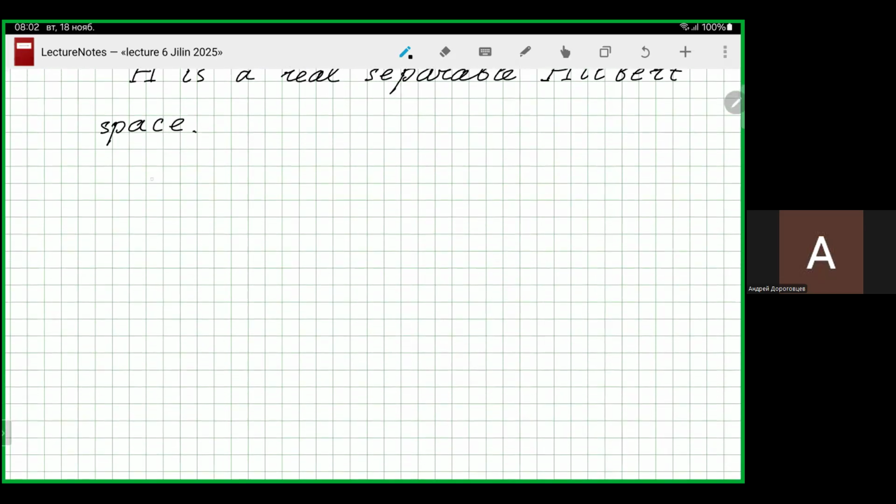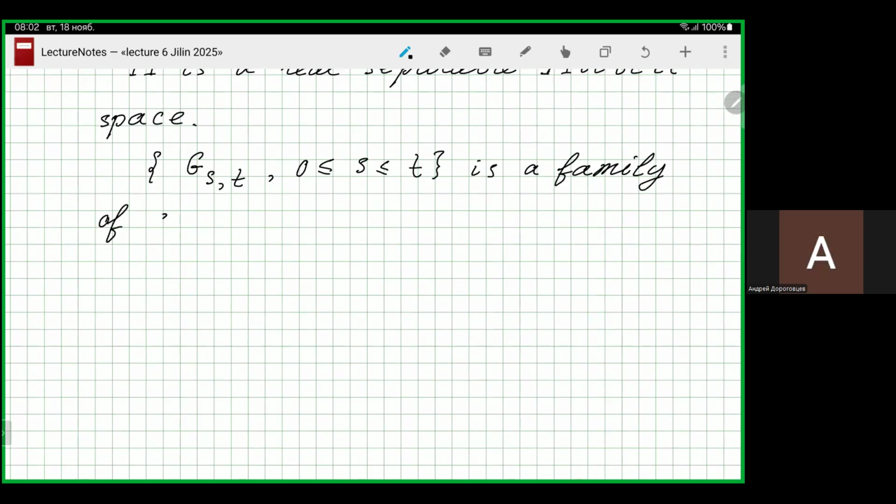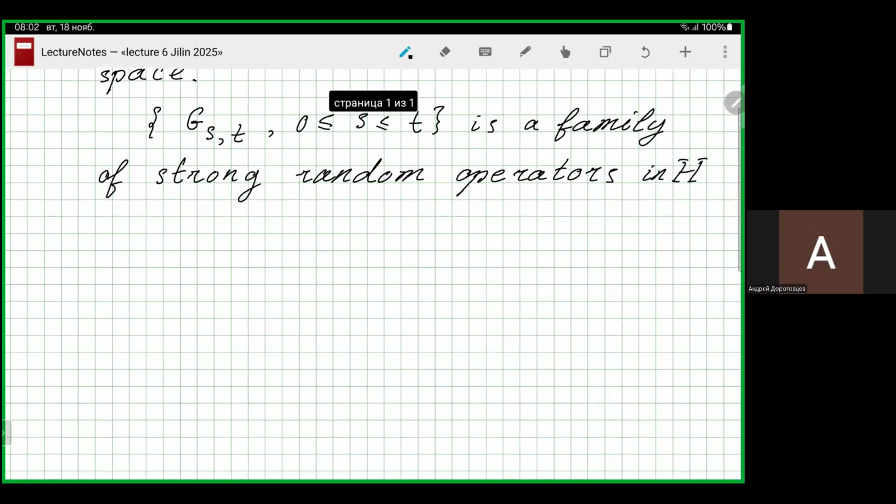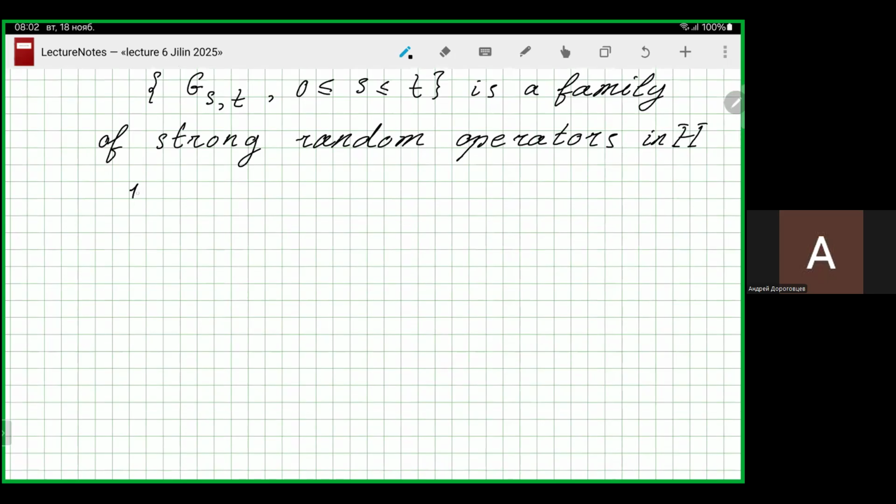We are considering a family J_{ST}, 0 is less or equal than S less or equal than T, of strong random operators in H such that, first, J_{SS} is equal to the identity operator for all S greater or equal than 0.